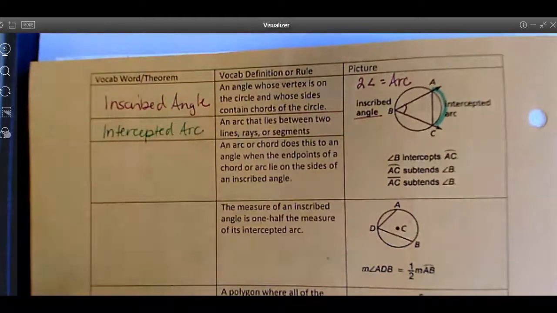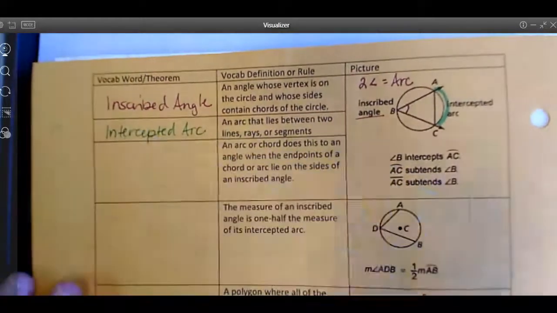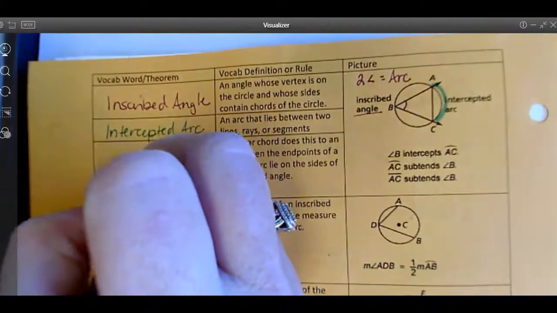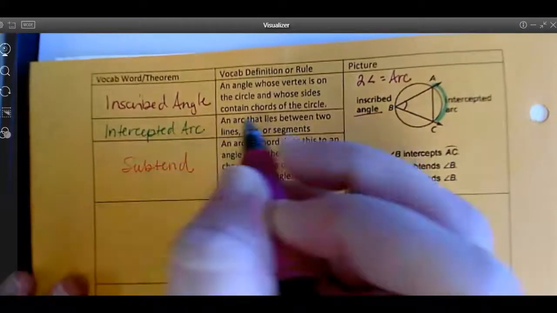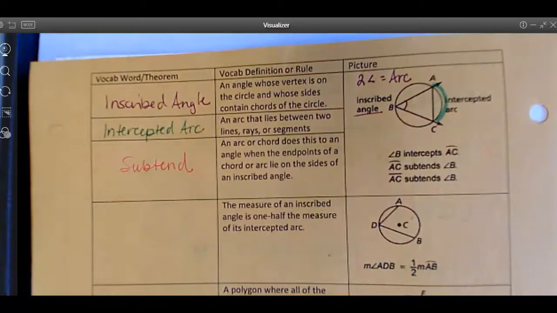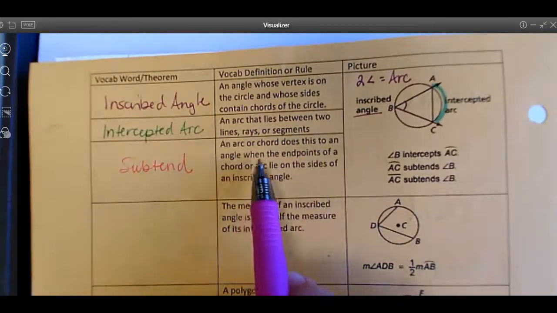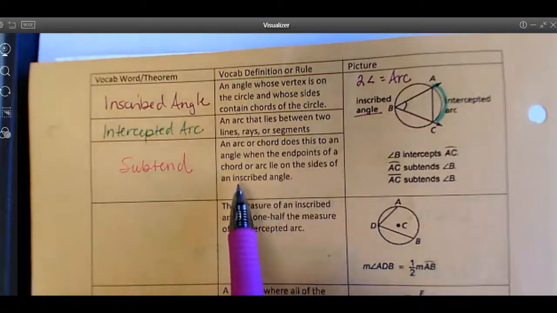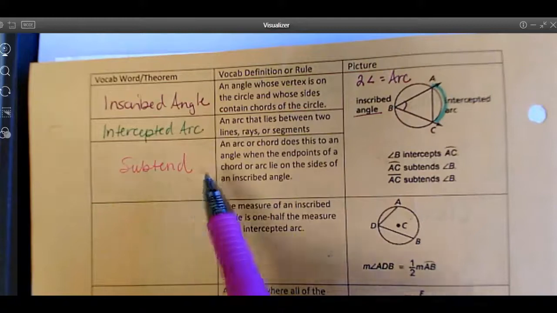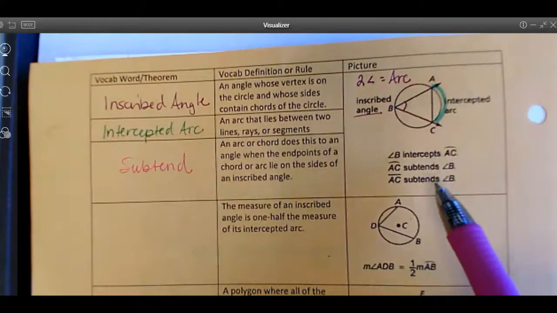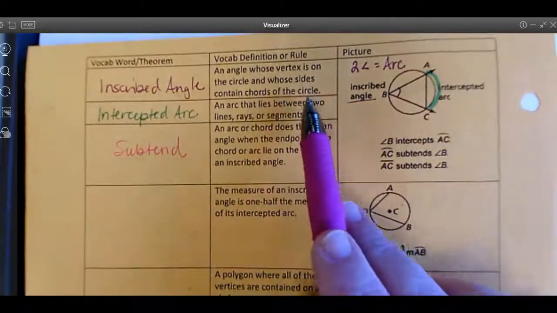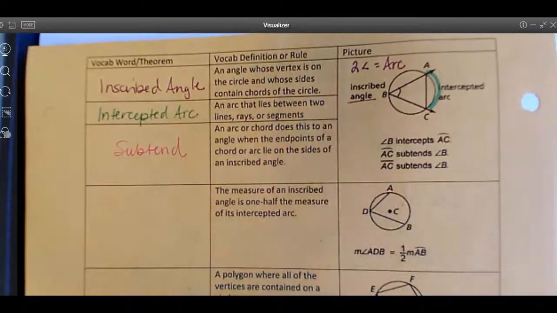The next one is a word that you probably won't use. It's called subtend. It's just in the vocabulary listed with this, so I wanted to go ahead and tell it to you. But it's an arc or a chord, and what it does when the angle and the endpoints of a chord or arc lie on the sides of an inscribed angle. So it's a word that you might see, and here's how it affects the angles and the arcs. These two right here are the really important two.